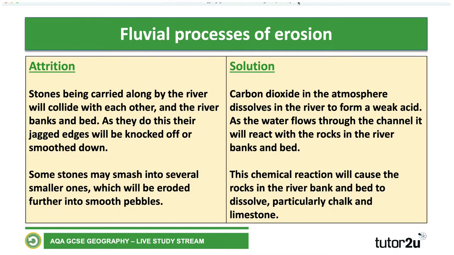So we have CO2 in the atmosphere, which dissolves in that river to form a weak acid. As this travels along, it reacts with the rocks in the riverbed and banks, and it causes a chemical reaction, which is going to cause parts of the riverbank and bed to dissolve. And this is particularly prevalent in chalk and limestone riverbeds.